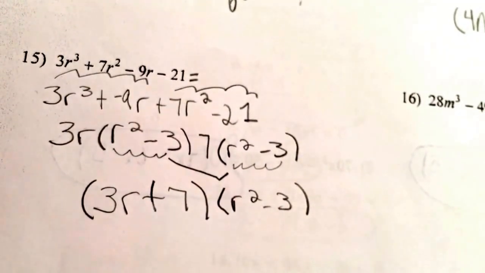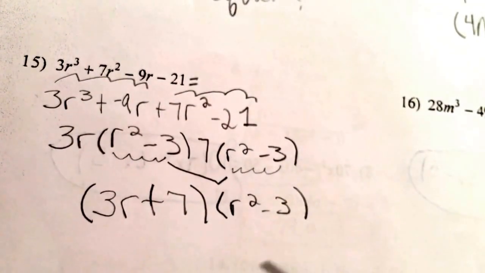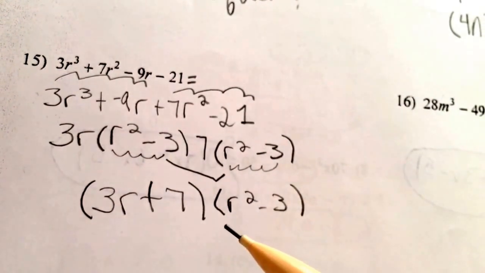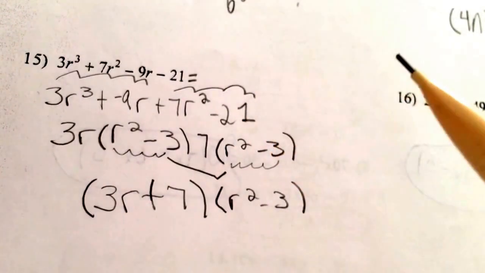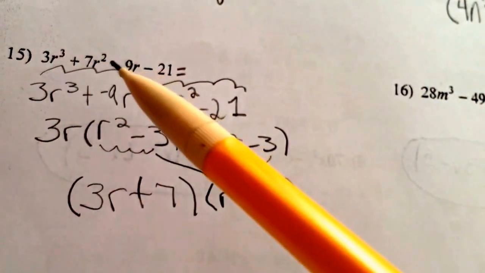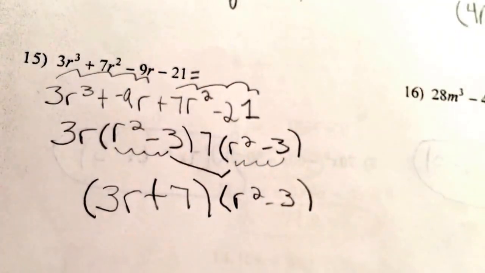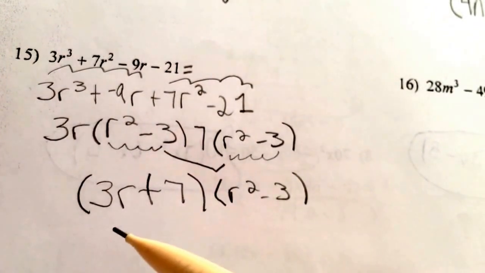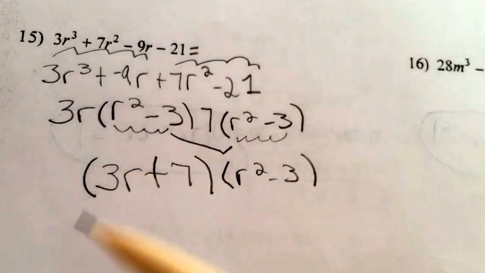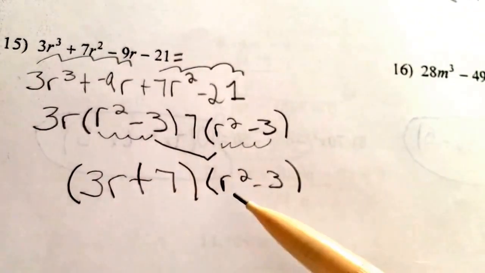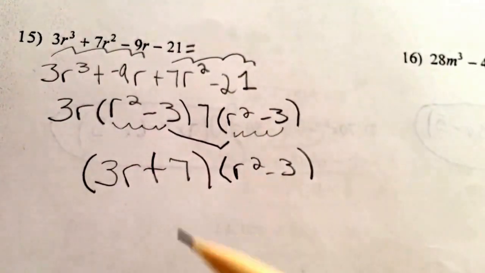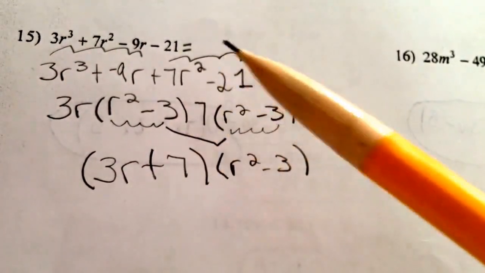If you'd like to check your work, you can use the FOIL method. 3r times r to the second would be 3r to the third, so that's good. And then 3r times negative 3 is your negative 9r, so that's good. And then 7 times r to the second is the 7r to the second, so that's good. And 7 times negative 3 is negative 21.